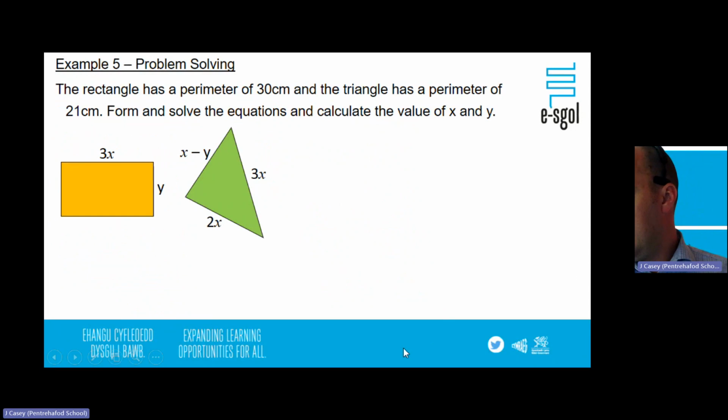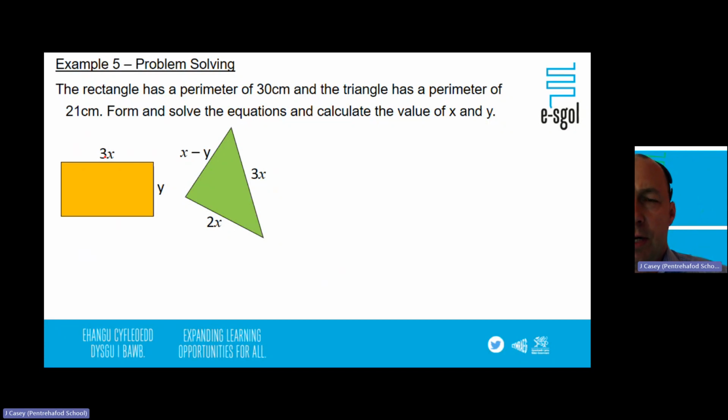Okay, so we'll do a problem solving example. Let's have a look at the question. So it says the rectangle has a perimeter of 30 centimeters and the triangle has a perimeter of 21 centimeters. Okay. Form and solve the equations and calculate the value of x and y. So these are quite common type questions. We know the perimeter is the distance all the way around. So let's try and sort of form an equation for each shape.